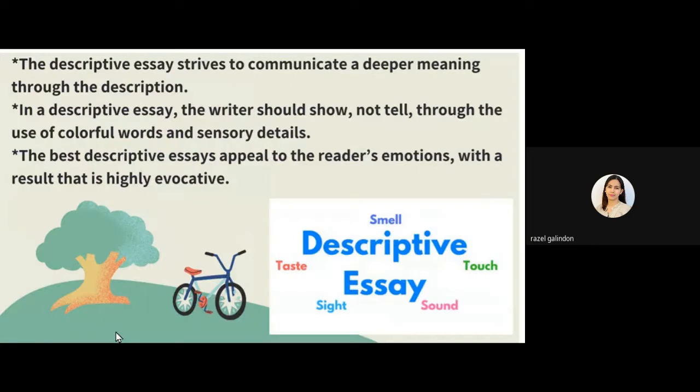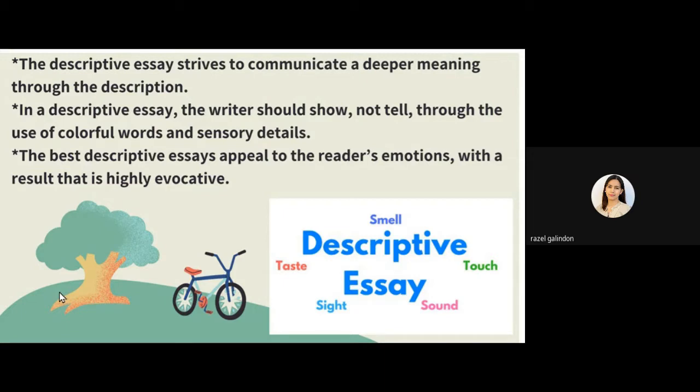Next type is descriptive essay. So descriptive essay strives to communicate a deeper meaning through the description. No? Descriptive, from the word description. The writer is using different colorful words, adjective words, describing words. Kasi tinawag na descriptive essay because the writer is describing something. In descriptive essay, the writer should show, not tell, through the use of colorful words and sensory details.